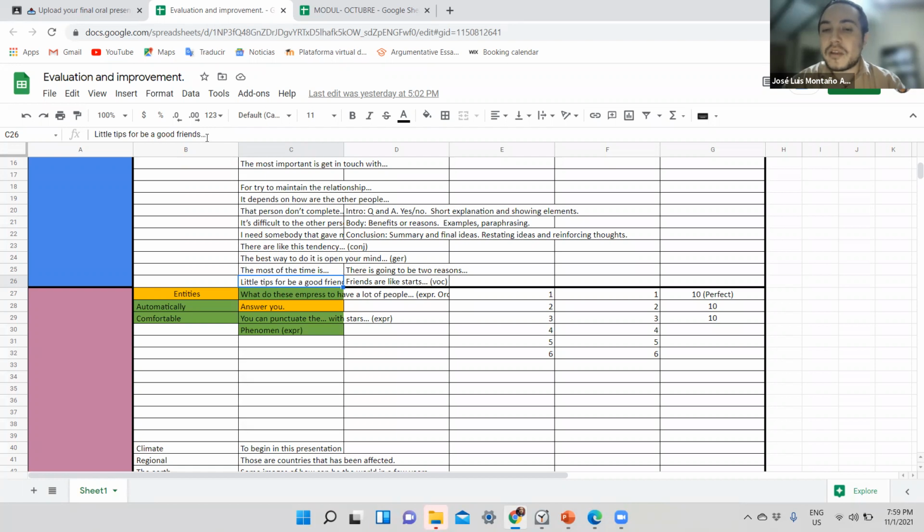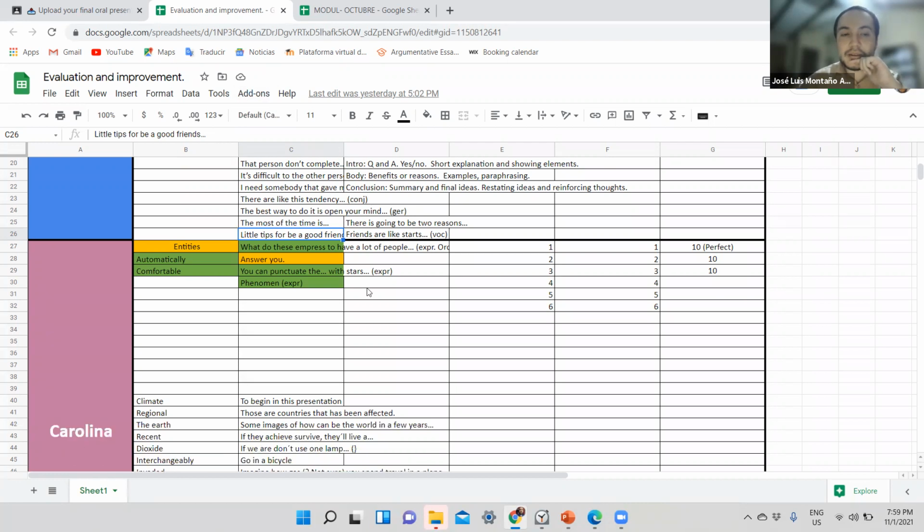There is going to be two reasons. Now, there are going to be two reasons, and friends are like stars, right? Without the T. Then going with Carolina, entities, right? An entity, many entities, automatically, comfortable. What do these companies, right? Enterprises answer to you? You can rate, right? Rate and phenomena or phenomenon.